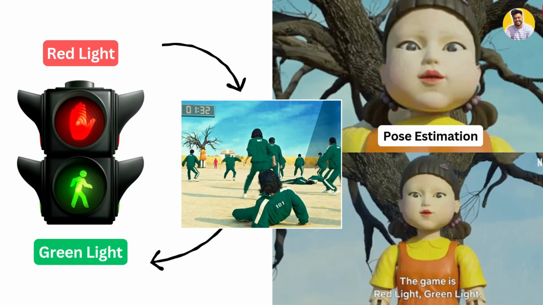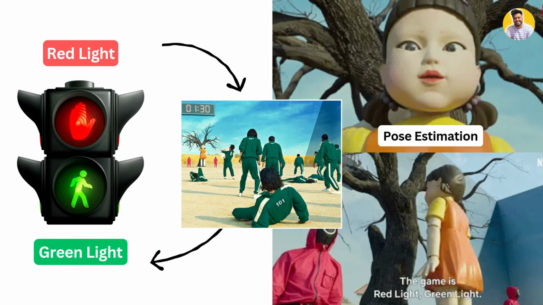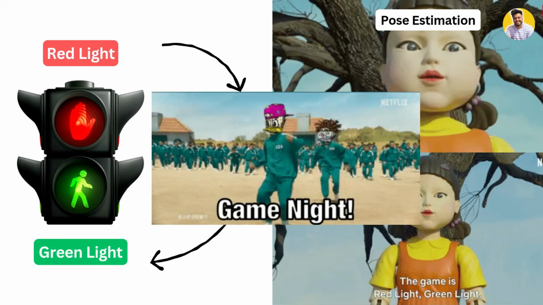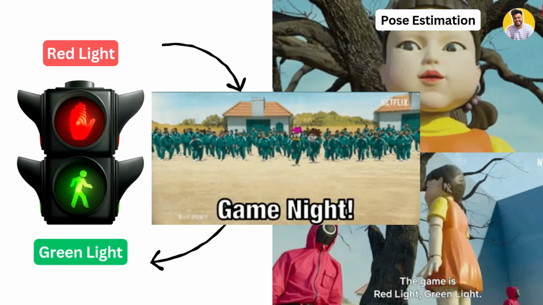You have seen this before. Hundreds of players trying to survive a deadly game. One wrong move and you are out. But what if I told you we could create this iconic scene using AI?